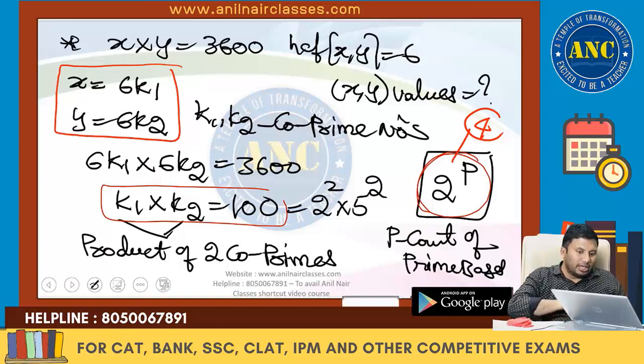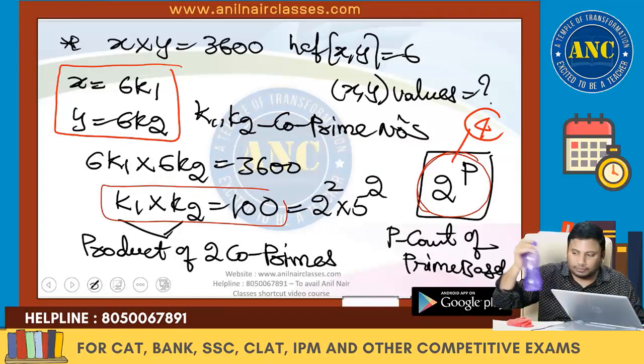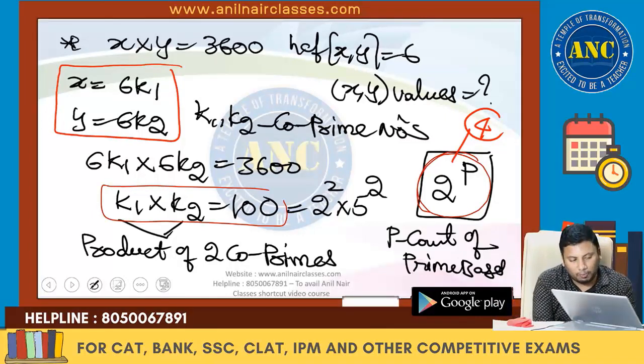Right? So it is. I hope it is clear. Product of two coprimes is 2 power p. Write down one more concept.